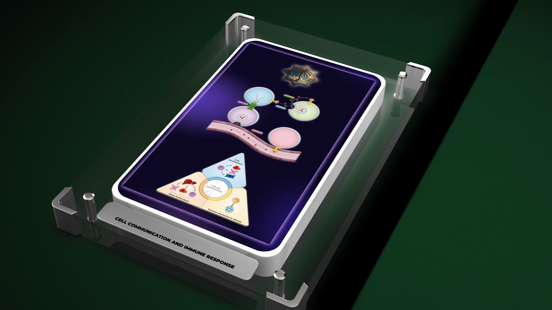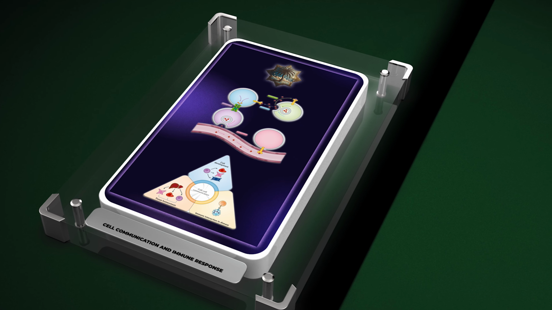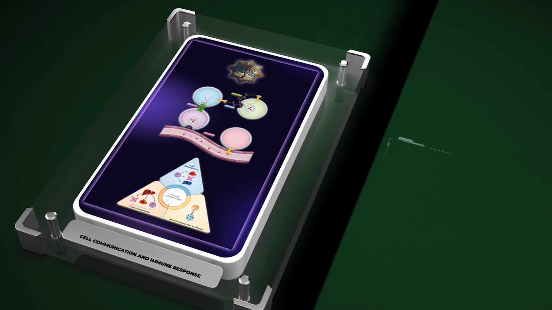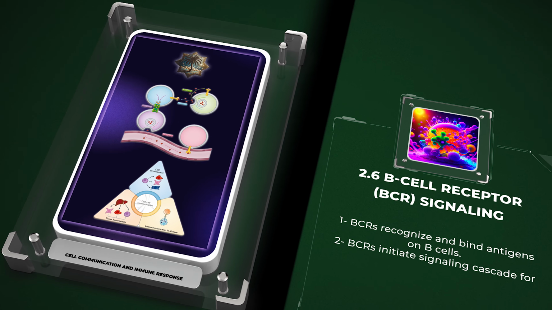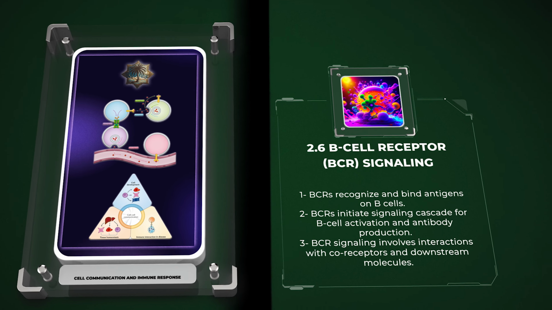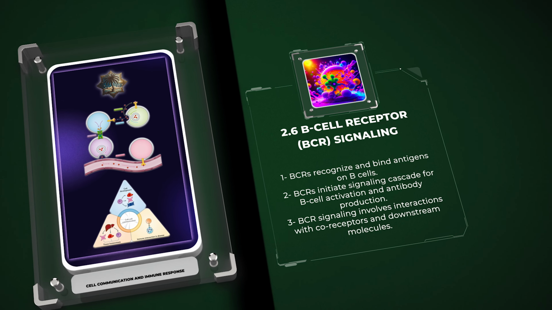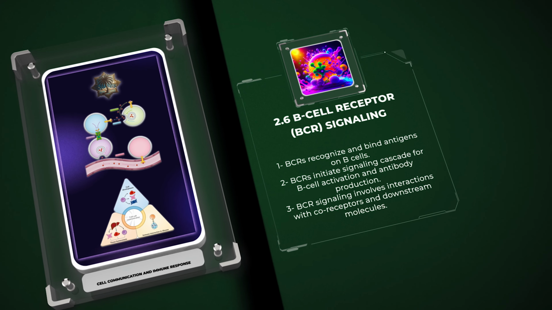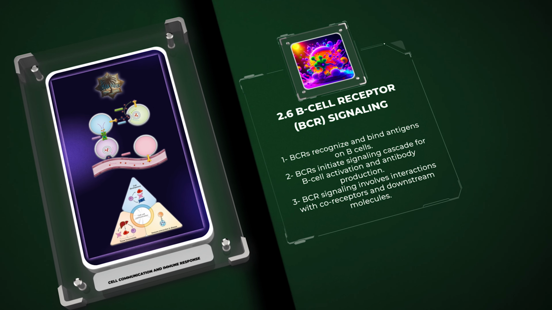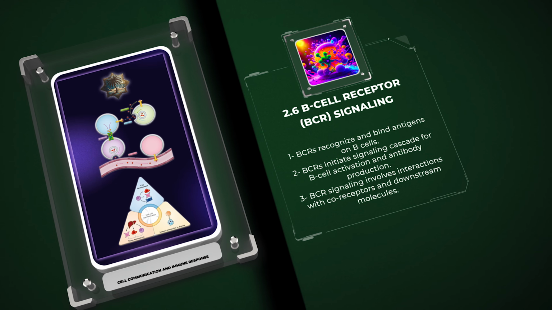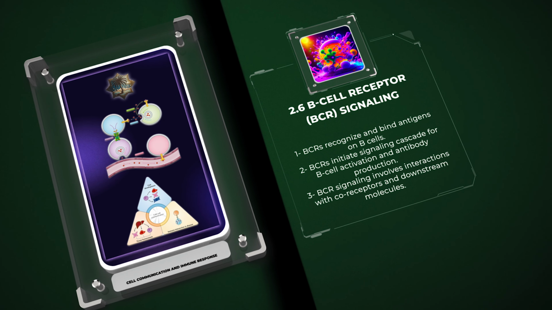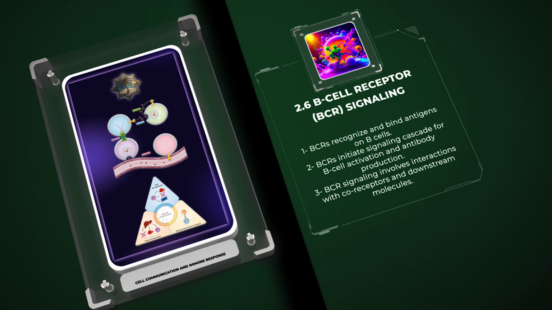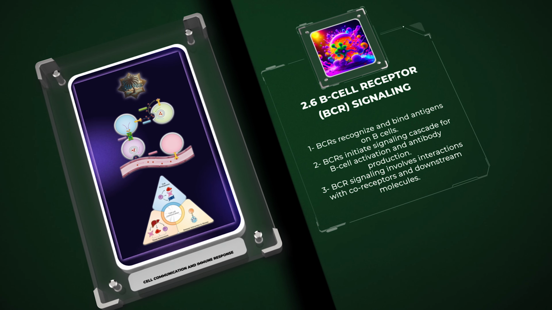B-cell receptors, BCRs, are antigen-specific surface receptors on B cells that recognize and bind to antigens. Upon antigen binding, BCRs initiate a signaling cascade that triggers B-cell activation and subsequent antibody production. BCR signaling involves complex interactions with co-receptors and downstream molecules, ensuring proper immune response activation and antibody-mediated defense mechanisms.